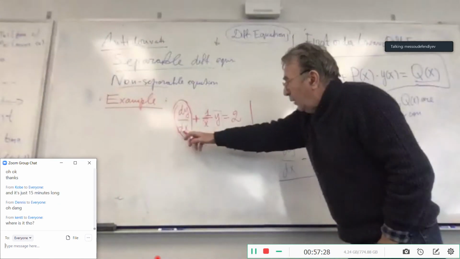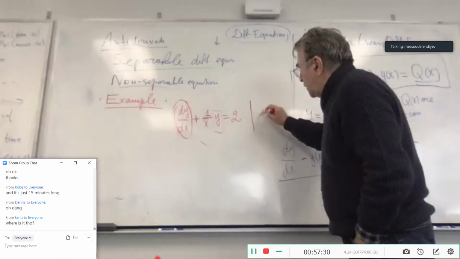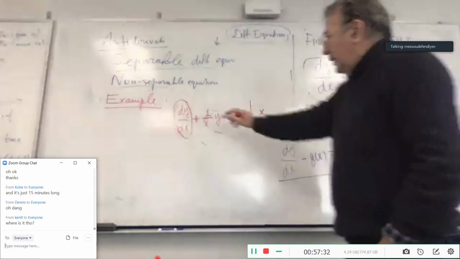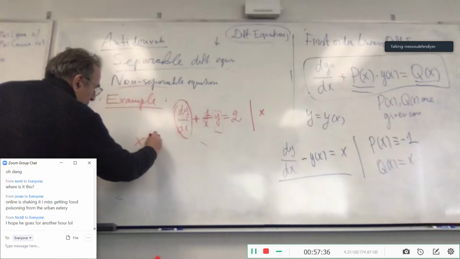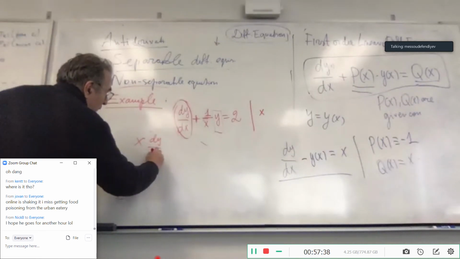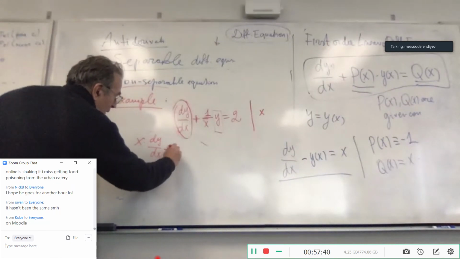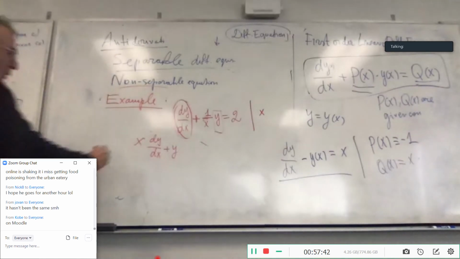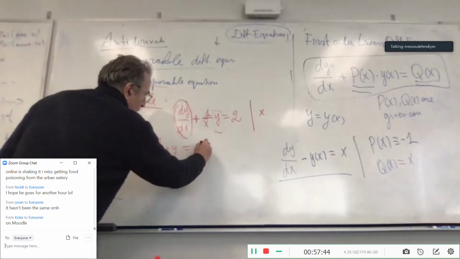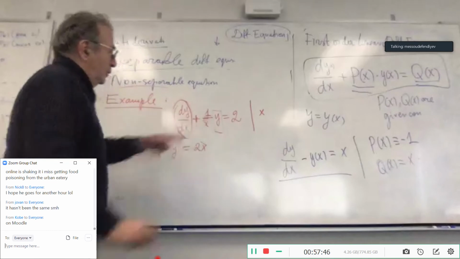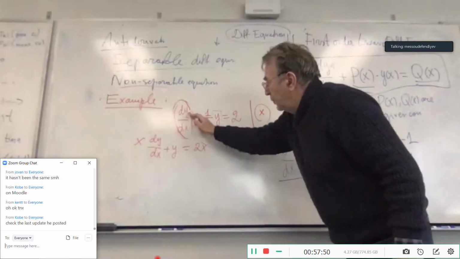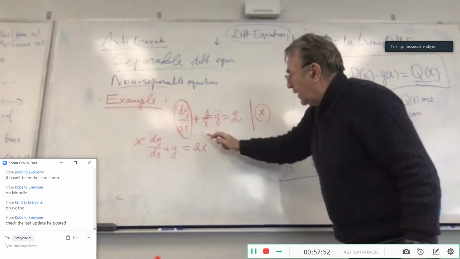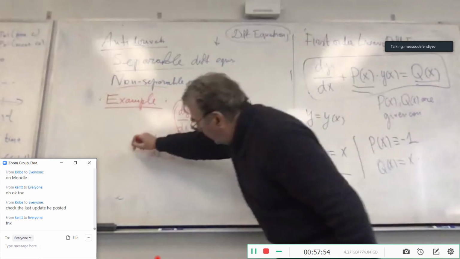Now we multiply this equation on both sides by x. Then on the left-hand side, we will have x times dy/dx plus y, equal to 2x, right? If I multiply both sides by x, it will be x times dy/dx, and then the 1/x and x cancel, and you obtain that.